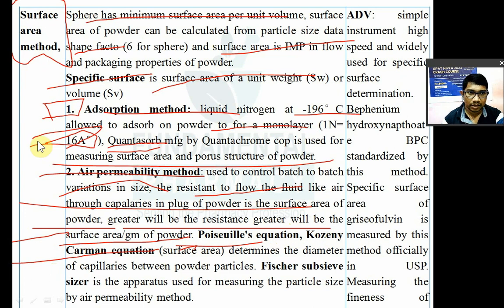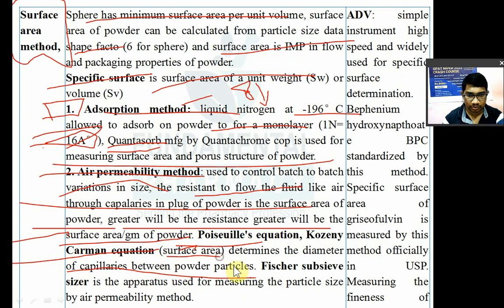In the adsorption method, remember that the BET equation is involved, Brunauer, Emmett and Teller equation, which is nothing but the adsorption isotherm for nitrogen on a powder to form a monolayer. Remember this equation too, a question has come on it. Poiseuille's equation determines the diameter of the capillaries between powder particles. Kozeny-Carman equation relates to the surface area of powder.